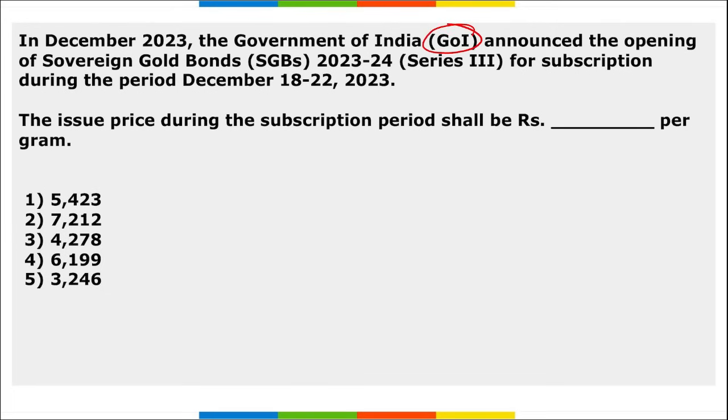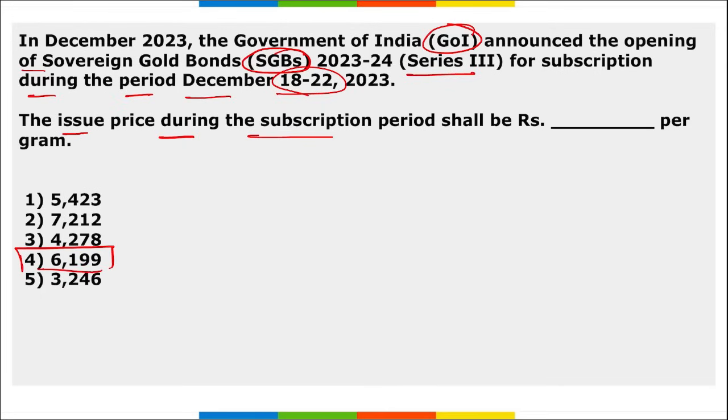Next, Government of India announced the opening of sovereign gold bonds Series 3 for subscription during the period of December 18 to 22, 2023. The issue price during the subscription period shall be dash per gram. So it will be 6,199 rupees per gram.